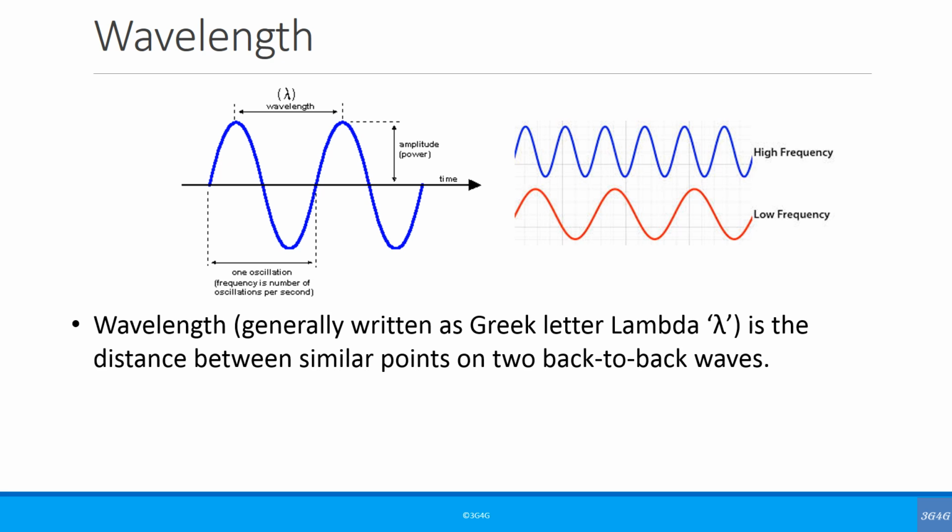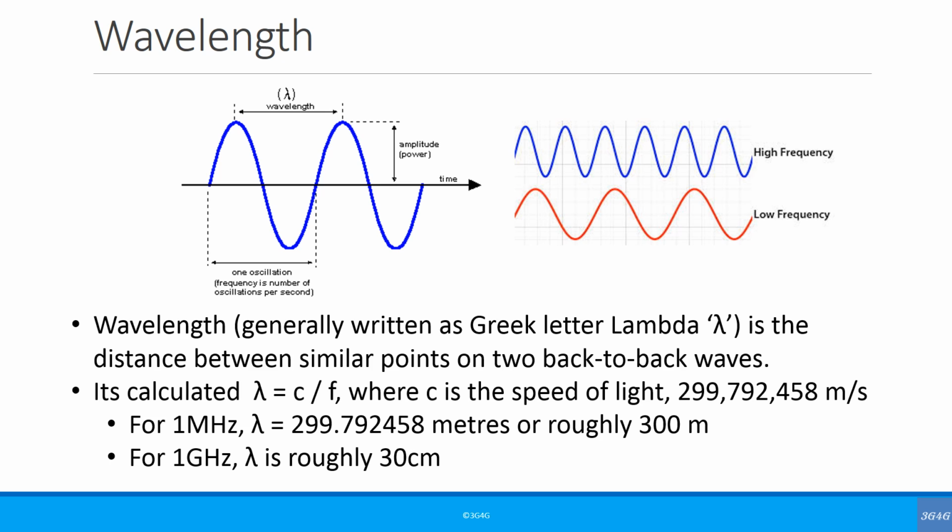Wavelength, generally written as the Greek letter lambda, is the distance between similar points on two back-to-back waves. It is calculated as c divided by f, where c is the speed of light. So for 1 megahertz, the wavelength would be roughly 300 meters, and for 1 gigahertz, it's roughly 30 centimeters. Wavelength is something very important which we need to remember, because we will use wavelength when we want to calculate the length of an antenna.